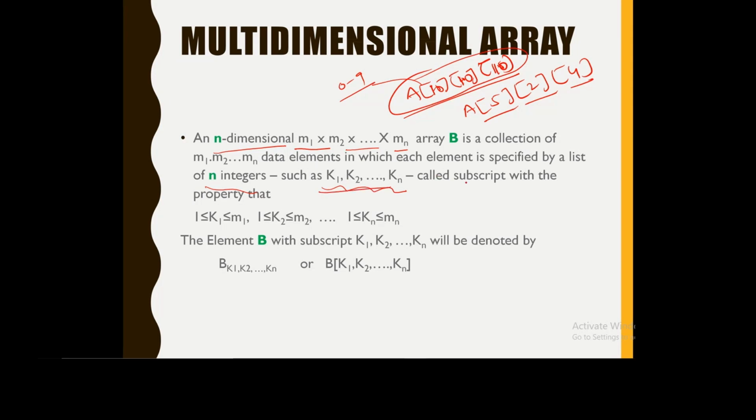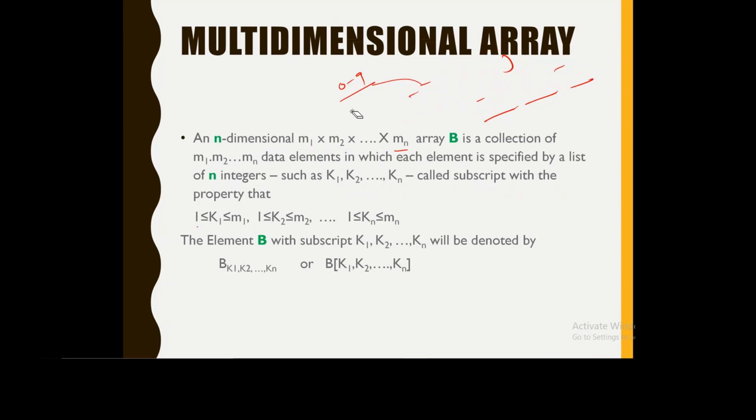So k1 k2 and kn are called the subscripts with the property that they lie between L and M. Suppose this is the number of rows and this is the number of columns. So this k will be in between these two. This k will be higher than the lower bound and less than the upper bound. Obviously, whichever element we want to find out, it can be greater than or equal to the lower bound and less than or equal to the upper bound.